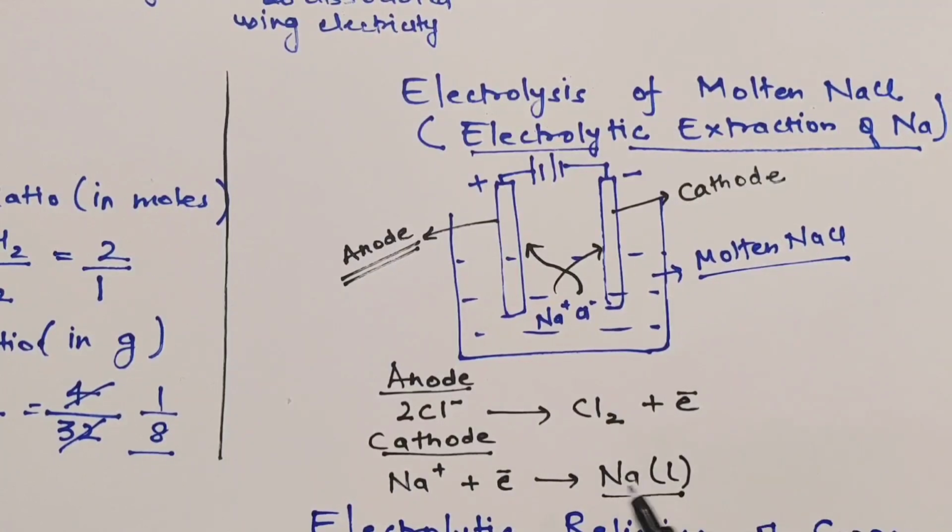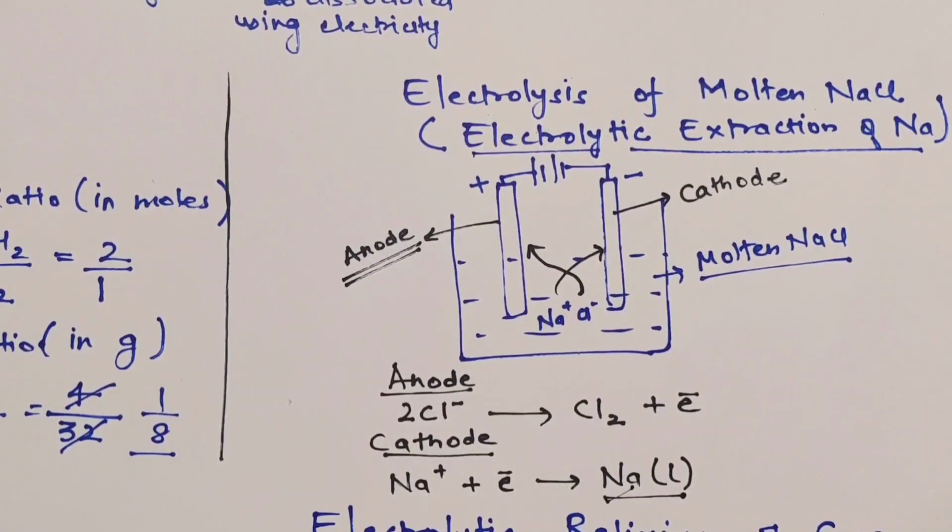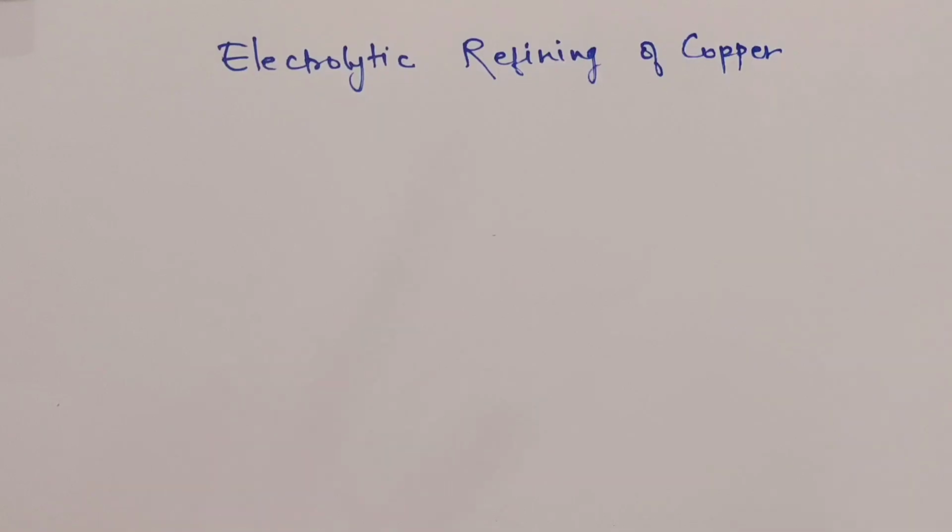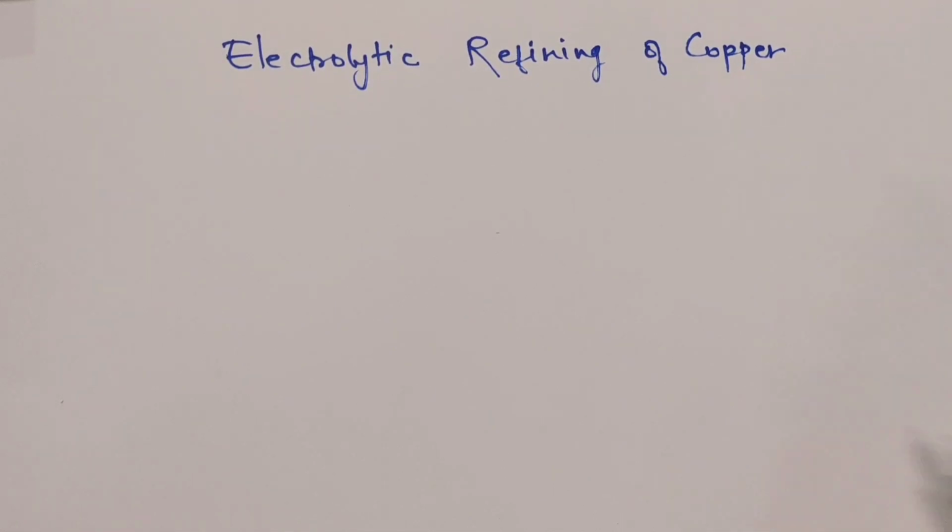No confusion at all, no competition at all. Okay, this is how we extract sodium from molten NaCl. Okay, next up is electrolytic refining of copper. Now let's talk about electrolytic refining of copper.